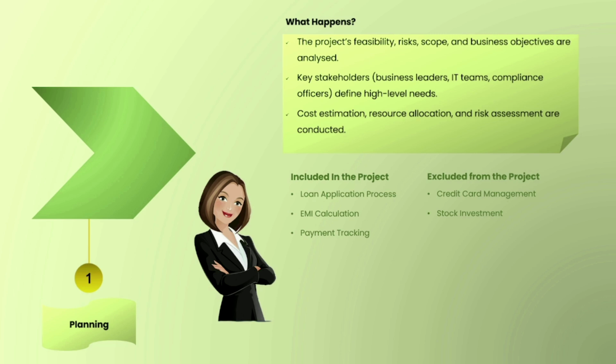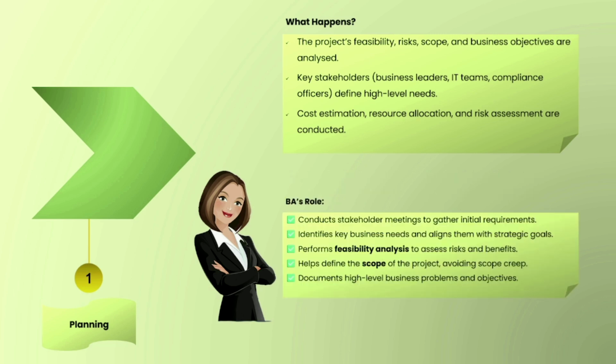Now let's see the BA's role in the planning phase. In the planning phase, the BA conducts stakeholder meetings to gather initial requirements. This is the most important thing played by the BA during planning. He conducts continuous meetings with the stakeholders. He needs to understand the needs of the stakeholder and then he needs to document them.